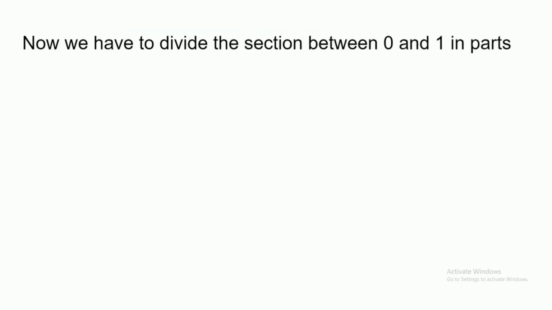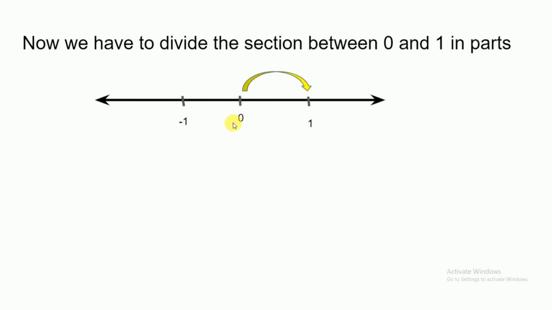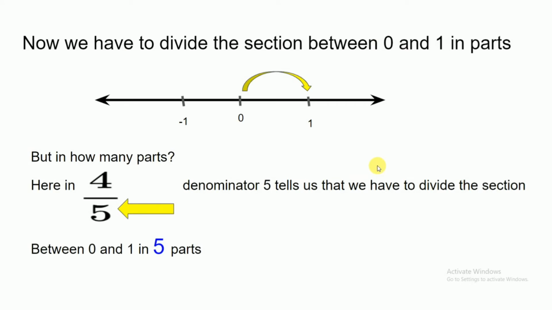Now, we have to divide the section between 0 and 1 into parts. This is the section between 0 and 1. I have told you that our number would lie between 0 and 1. So we have to divide this section into parts. But in how many parts? Here, in 4 upon 5, the denominator tells us that we have to divide the section between 0 and 1 into 5 parts.